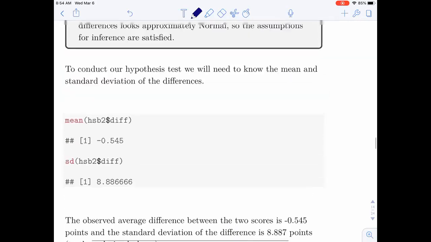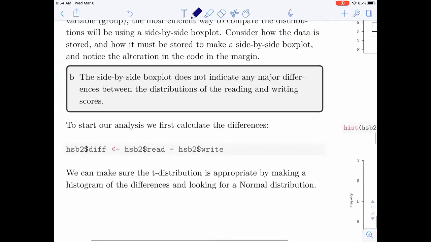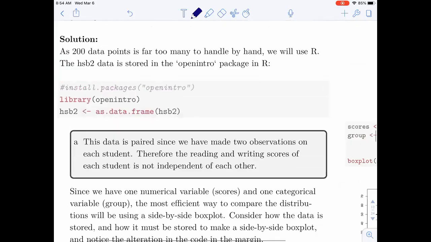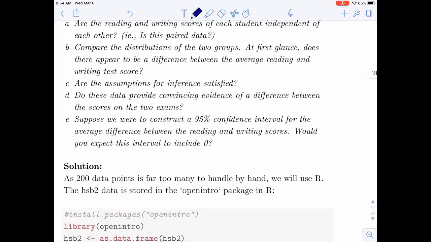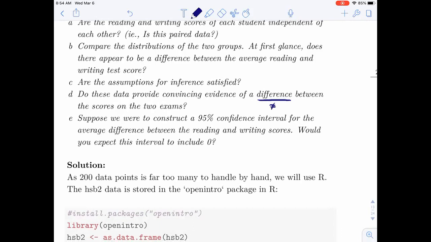I'm guessing part D asked us to do the hypothesis. Let's see here. Do these data provide convincing evidence of a difference between the scores on the 2 exams? So here, if we just want to know if there's a difference between the scores, we're not hypothesizing about one being less than the other. We just want to know if they're not equal to each other. And that's going to be the key word that you're looking for if you have a 2-sided test.